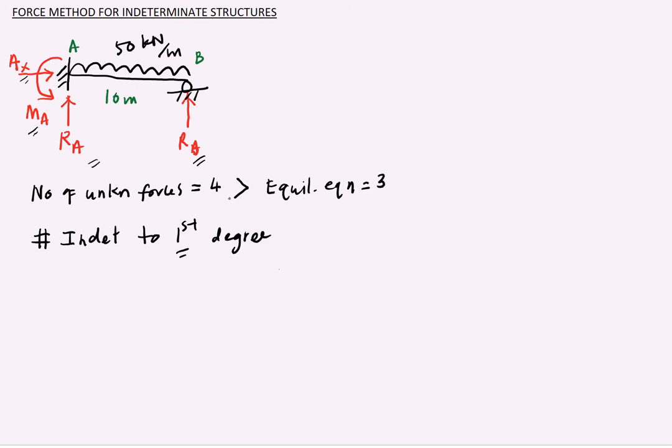In this method, we are going to use principle of superposition. What we are going to do is introduce one more equation, which is called a compatibility equation. And while introducing one more equation, the number of equations will become 4 to solve for the 4 unknown forces. So in this method, we are going to choose one support reaction as a redundant. In this problem, we are going to take RB as our redundant support reaction.